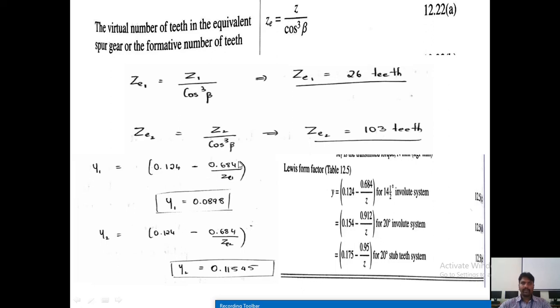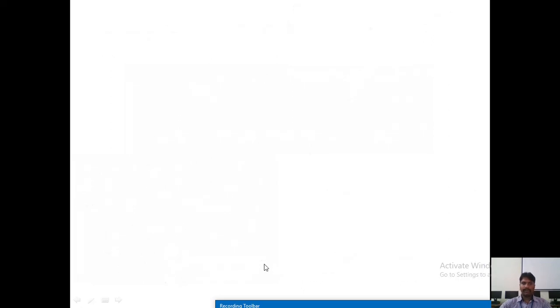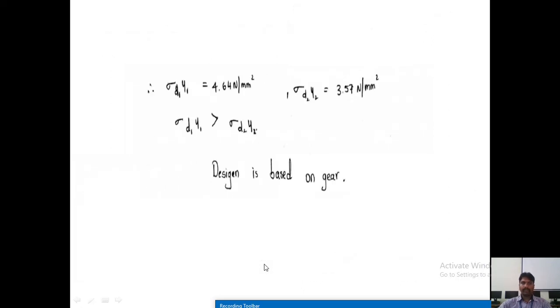From now onwards we need to use the equivalent number of teeth to design the helical gear and to calculate the normal module. So Y1 is given by 0.0898 by substituting Z equivalent 1, and by substituting the equivalent number of teeth on the gear we got Y2 equals 0.11545. Sigma D1 Y1 is around 4.64 Newton per mm square. Sigma D2 Y2 is equal to 3.57 Newton per mm square. In this case, sigma D2 Y2 is lesser than sigma D1 Y1, so the design is based on the gear.